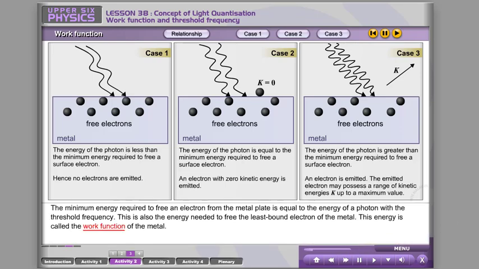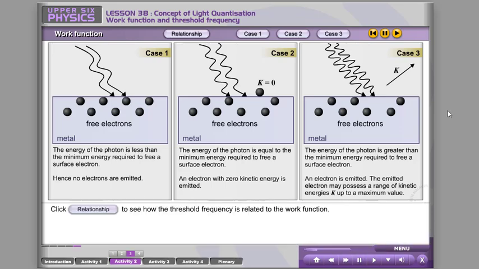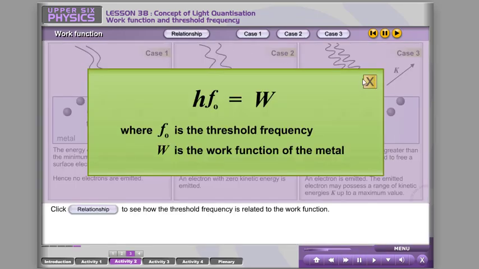The minimum energy required to free an electron from the metal plate is equal to the energy of a photon with the threshold frequency. This is also the energy needed to free the least bound electron of the metal. This energy is called the work function of the metal. Click the relationship button to see how the threshold frequency is related to the work function.